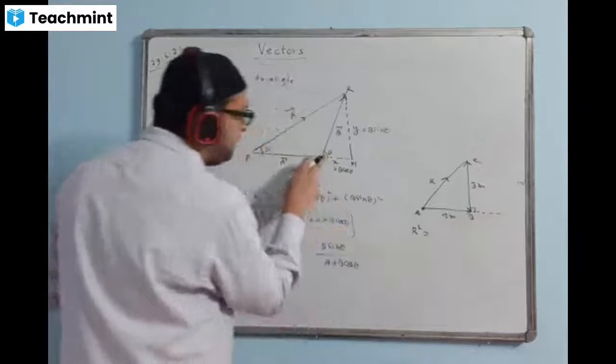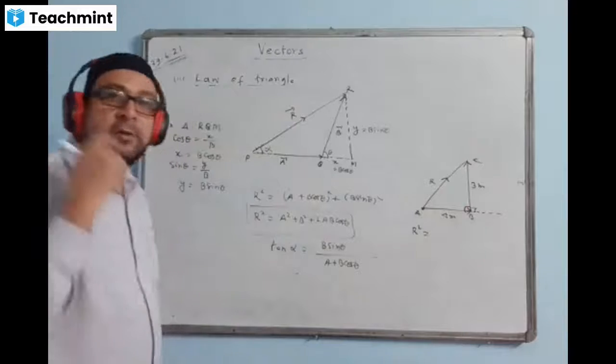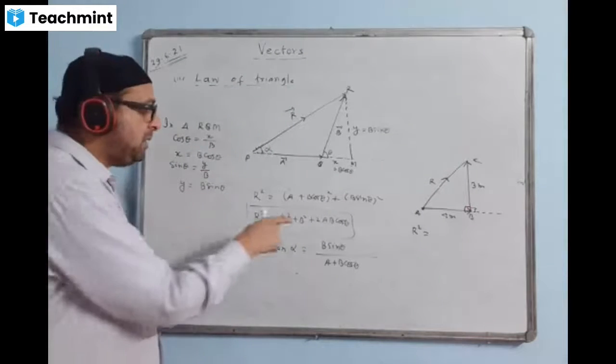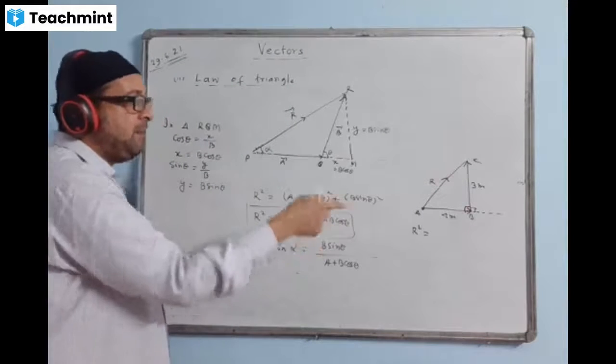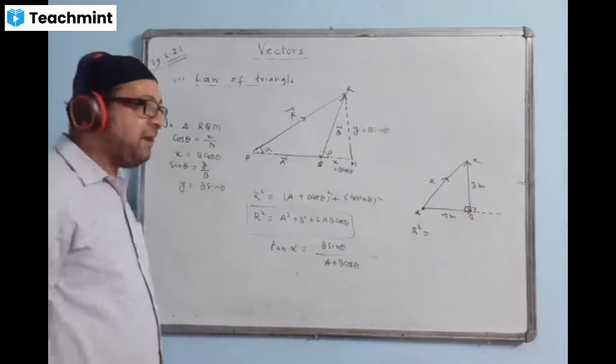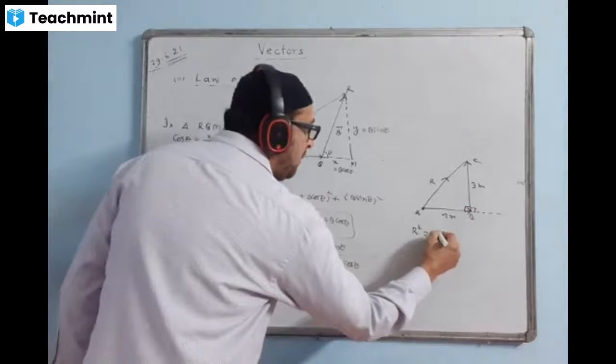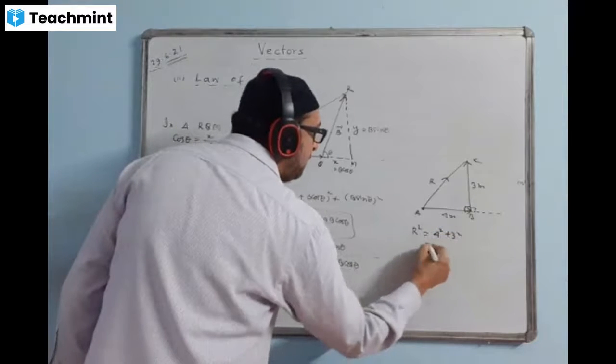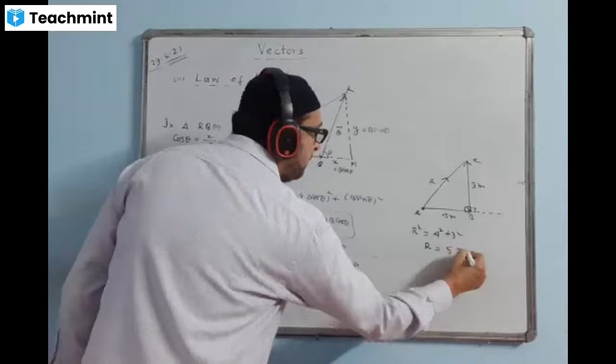We are supposed to take this. This angle will also come 90 degrees automatically. So I'll be using cos 90 degrees is one, that simply Pythagoras theorem we can use and find the value of R. R square value will come 4 square plus 3 square. The value of R is coming 5 meters.